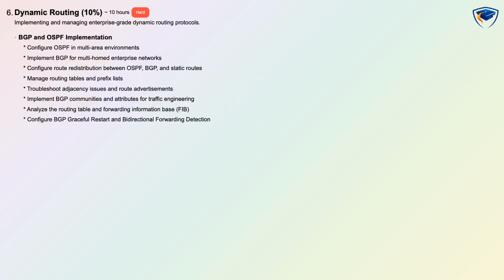You will manage routing tables, prefix lists, and attributes, troubleshoot adjacency and route advertisement problems, and apply BGP communities and traffic engineering techniques. The domain also includes analyzing the routing table, the forwarding information base, and implementing features like graceful restart and BFD for resilience.